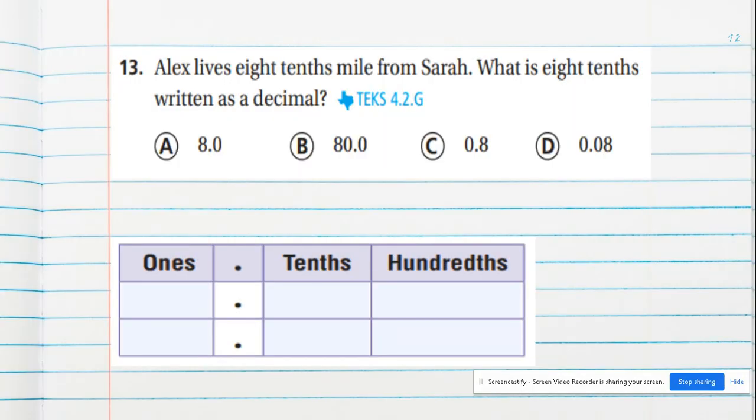Number 13, Alex lives 8/10 mile from Sarah. What is 8/10 written as a decimal? Plug it into your place value chart. It's giving you the answer. It's telling you where to put the 8.